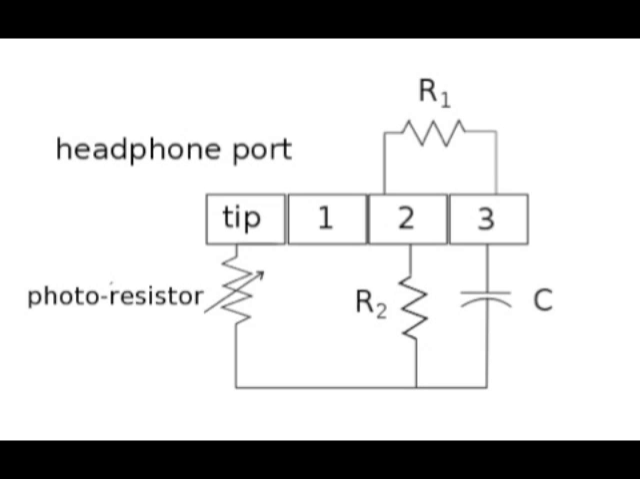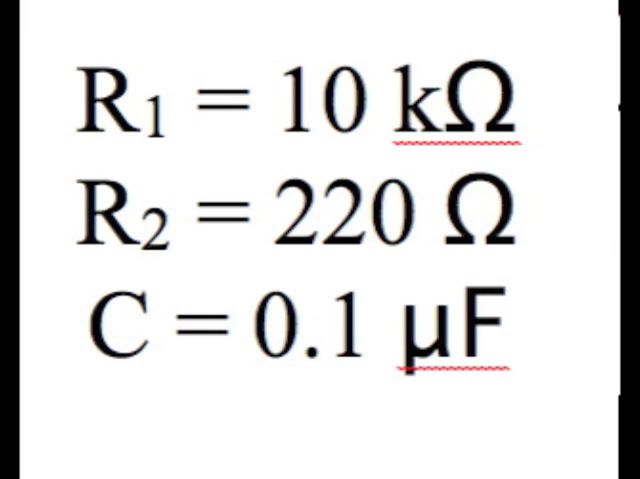This is a schematic of the 4-contact headset port plug and the resistors and capacitors that make up the photocell. The photoresistor is shown as a variable resistor because it changes with the amount of light that reaches it. Here are the values for the resistors and the capacitance that are used in the circuit.